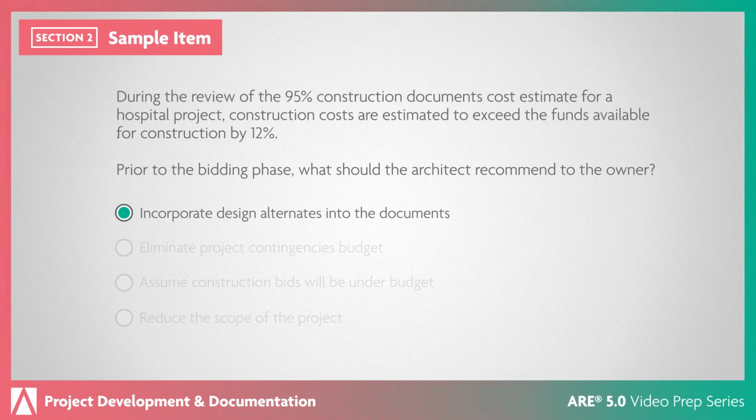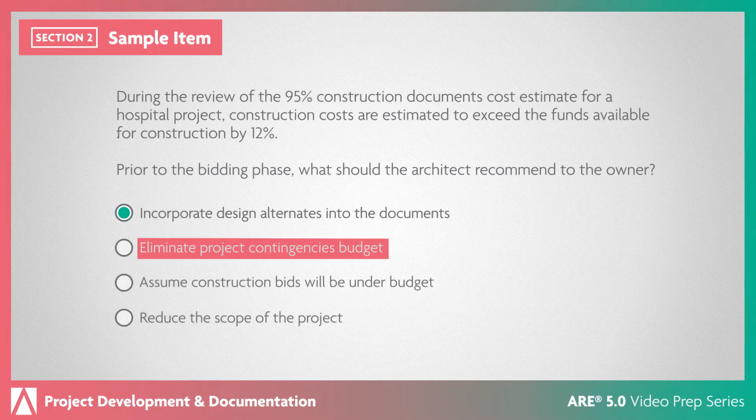Incorporating design alternates into the documents would be advantageous to the owner because doing so would provide them with an opportunity to modify the project design and ensure the project stays within budget. This recommendation also allows the owner to select specific materials or design features after the actual construction costs are known. Project contingencies cover unforeseeable project conditions while addressing risk-related issues. Therefore, eliminating these values is not advisable.